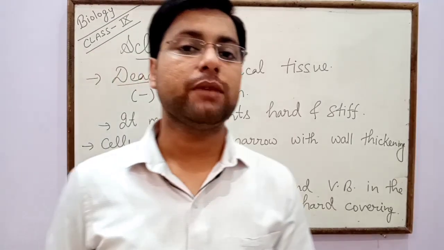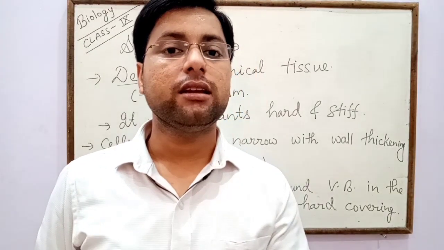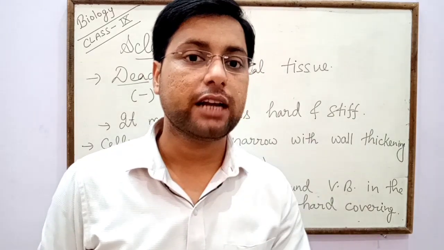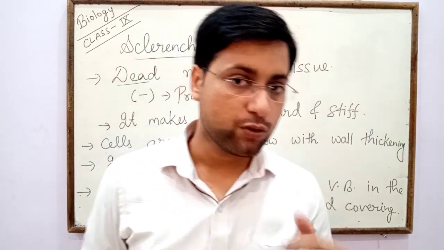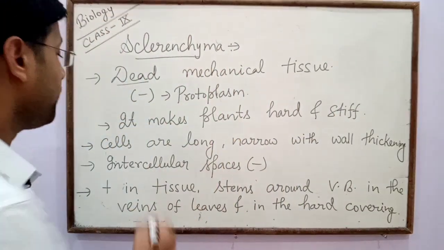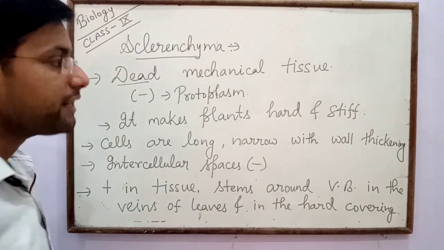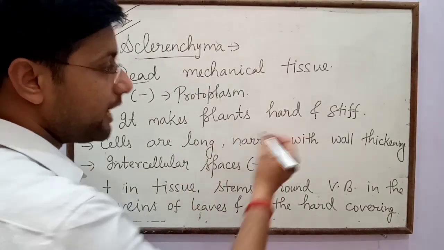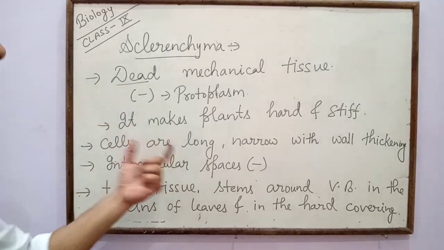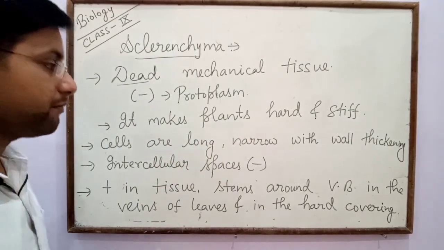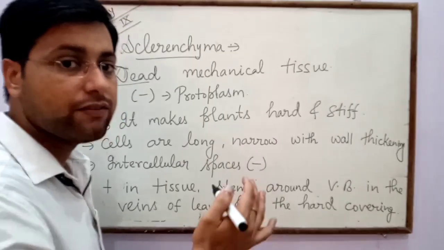Because in sclerenchyma, no living fluid like protoplasm is present. So in sclerenchyma, living fluid like protoplasm is absent, so it is called dead mechanical tissue. It makes plants hard and stiff. Cells are long and narrow with wall thickening, meaning the walls of the cells are very thick.